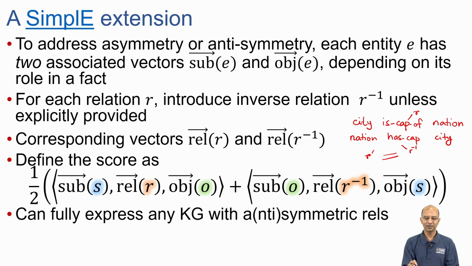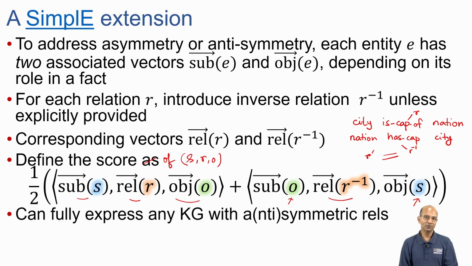Finally, the score of a fact is now expressed as the average of two scores. The forward score, where we take the subject vector of S, the vector for the relation, and the object vector of O, and we multiply all of them together using the formula in the last slide, and then we average that with the converse. We take the inverse relation, we flip the subject and the object and also score that, and we take the average of these two scores.